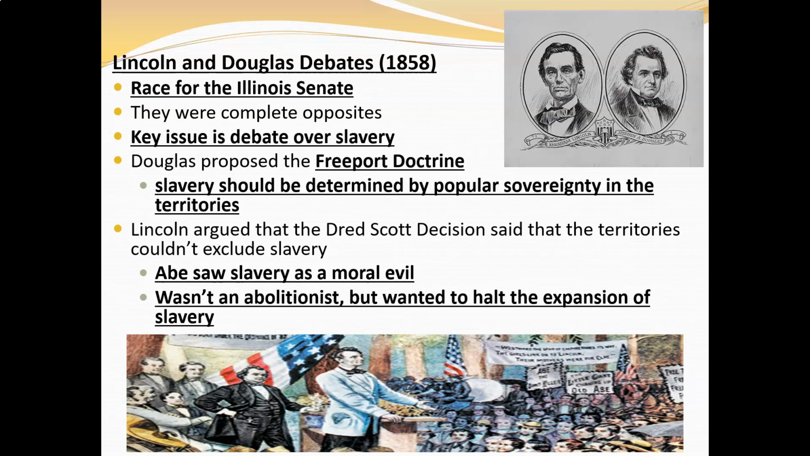Lincoln argued that the Dred Scott decision said the territories couldn't exclude slavery, and basically he saw slavery as a moral evil, but wasn't an abolitionist. He just wanted to halt the expansion of slavery. Essentially what he was trying to say is that, the way the Supreme Court has ruled, there's no way to stop slavery now, and in his eyes, slavery just needs to be contained, not eliminated.